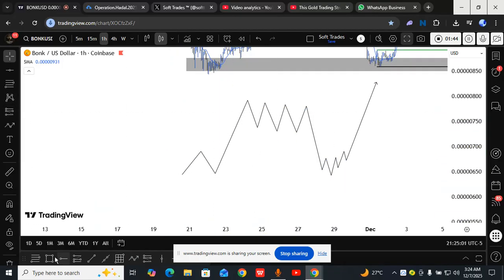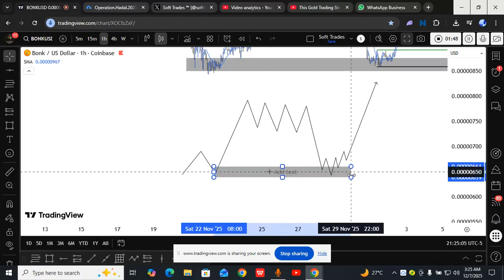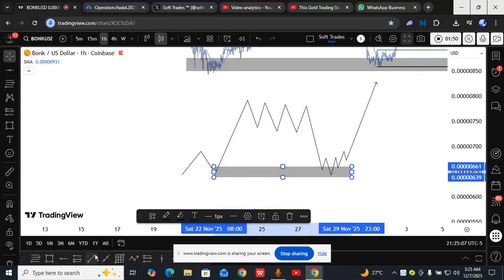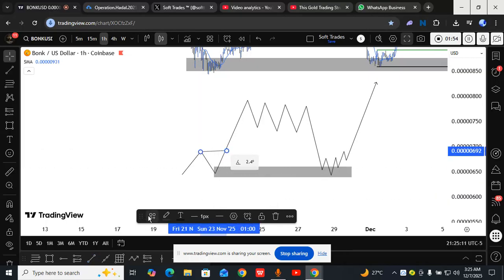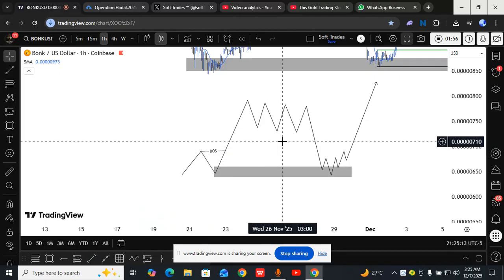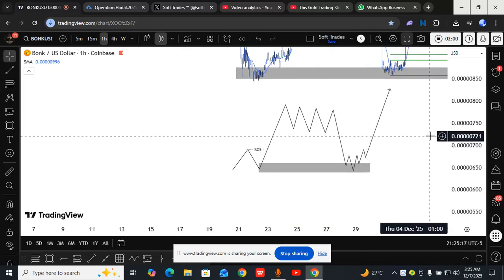So over here you're going to have your kind of either order block or demand zone or support level, whatever you want to call it, right? And over here you have your breakout structure. So this is where you have your breakout structure. Then here is your liquidity, right?